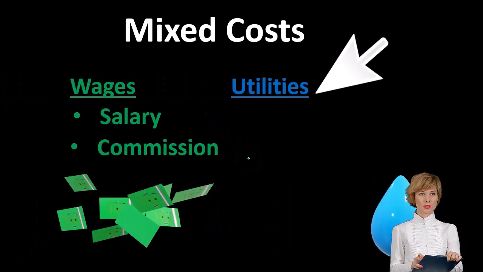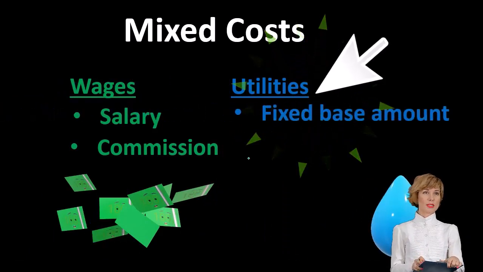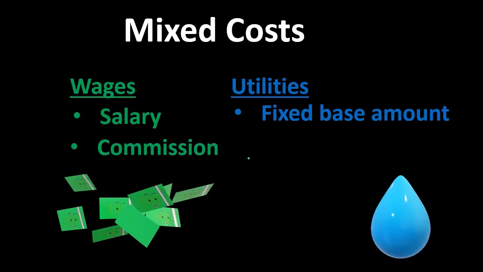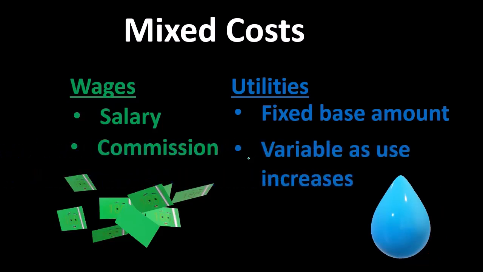Utilities might have a different breakout for different reasons. So it might have a fixed base amount. For example, if we don't do anything, we might have a base amount of utilities. We still have to pay some utilities, possibly. And then it might go up at some type of fixed or variable type of rate after that point. So it might act as a variable at some point.